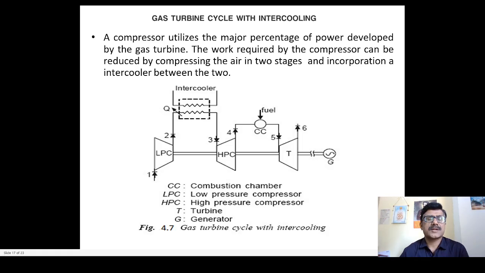So in this arrangement, the two compressors were shown, and the intercooler is placed between the low pressure compressor and the high pressure compressor. This arrangement is helpful for substantially reducing the work required for the compression. Thus, this arrangement helps to improve the thermal efficiency of the simple open cycle gas turbine power plant.